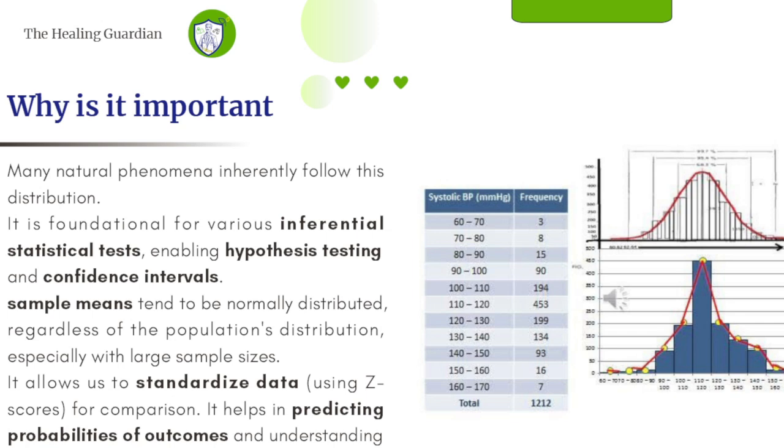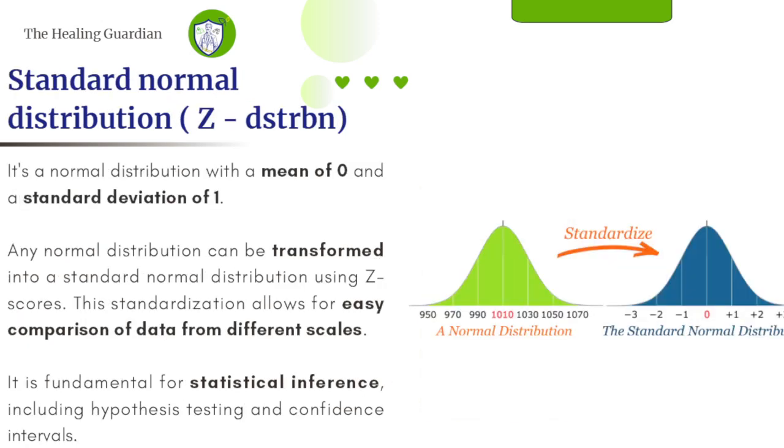And it even says that for large population distributions, even if they are not normally distributed, after sampling, their averages will form a normal distribution. If we plot the averages from different samples, they form a normal distribution. Lastly, it allows us to standardize data. As we talked about with Z scores, we can get data like blood pressure, transform it into Z scores, and treat it as a normal distribution. It helps in predicting outcomes. That is what we use in hypothesis testing.